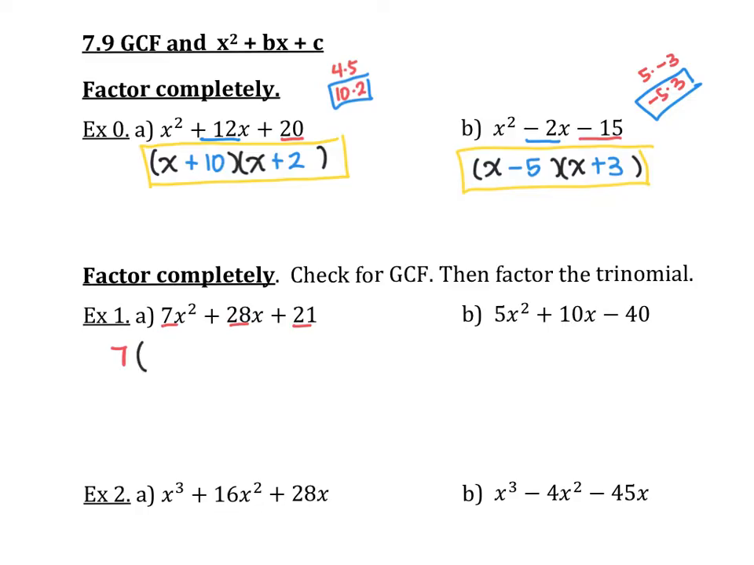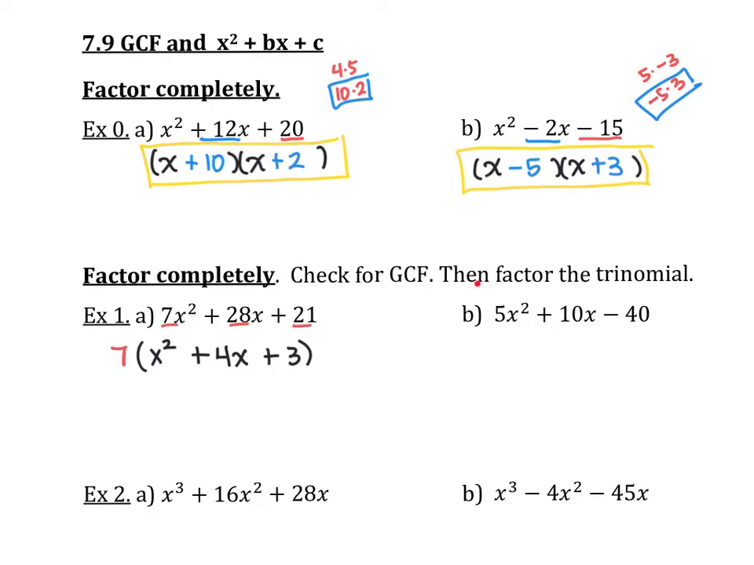Okay, let me take out the 7. 7 times something to get 7x to the second would be x to the second. 7 times something to get 28x: 7 times 4 is 28, so 7 times 4x is 28x. 7 times something to get 21: 7 times 3 is 21. Okay, I took out the greatest common factor.